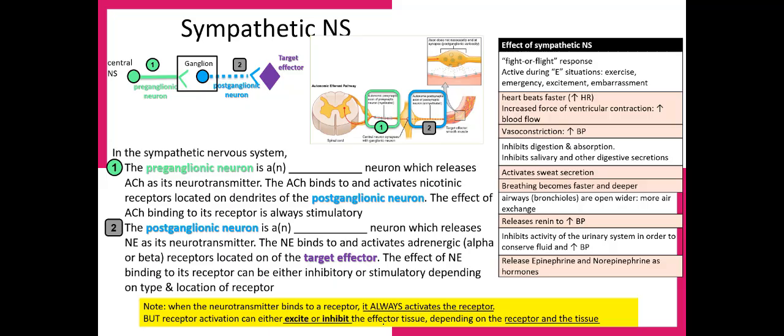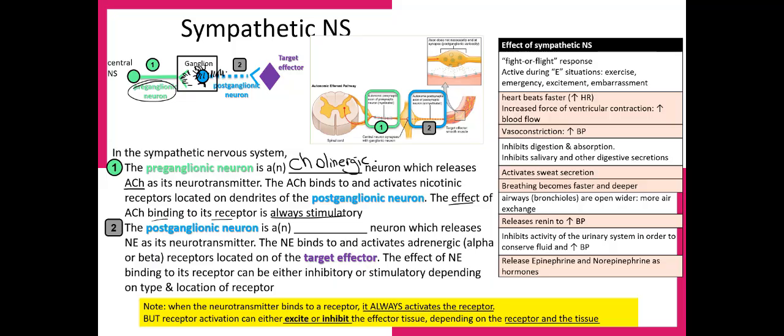So when we look at the sympathetic nervous system, what we see is that the preganglionic neuron, because it releases acetylcholine, is called a cholinergic neuron. And the acetylcholine is released at the axon terminal of the preganglionic neuron to bind to nicotinic cholinergic receptors on the dendrites of the postganglionic neuron. The postganglionic neuron is activated when that occurs, right? The effect of acetylcholine binding to its receptor is always stimulatory, so it's activated.